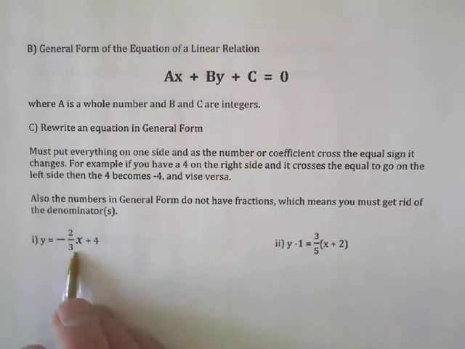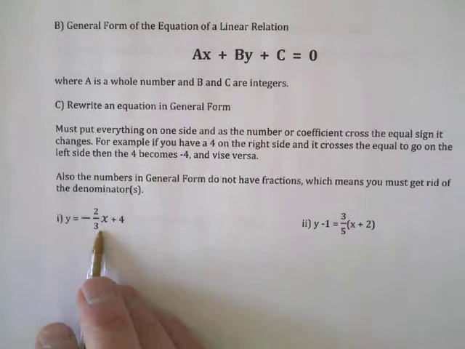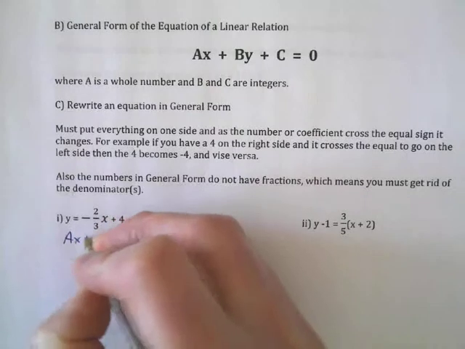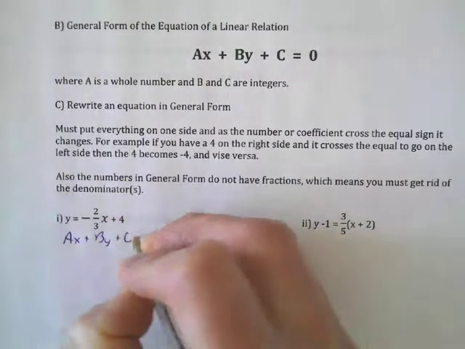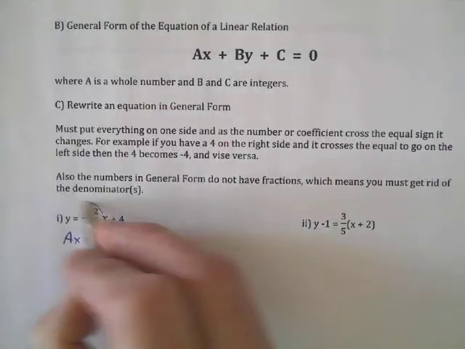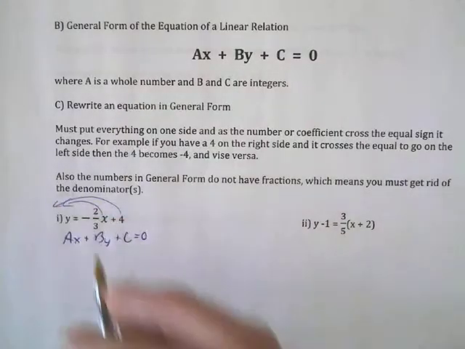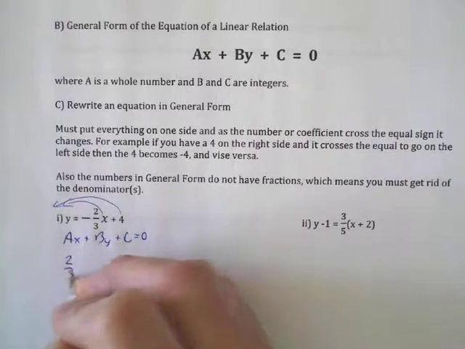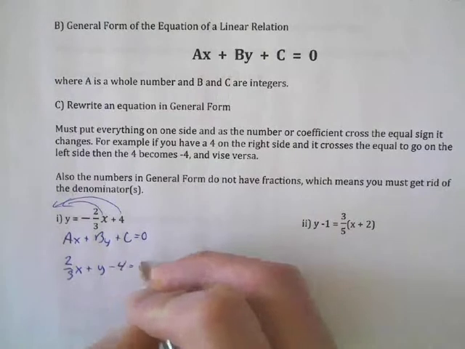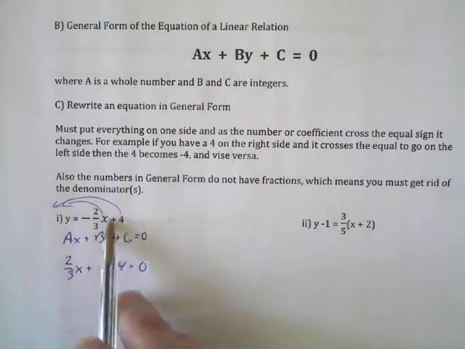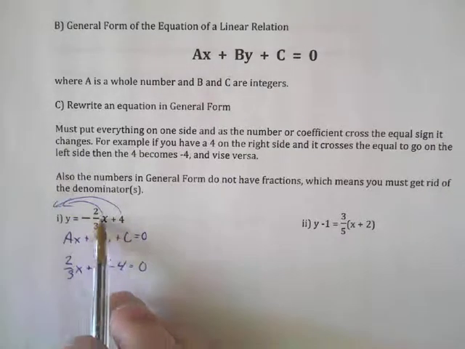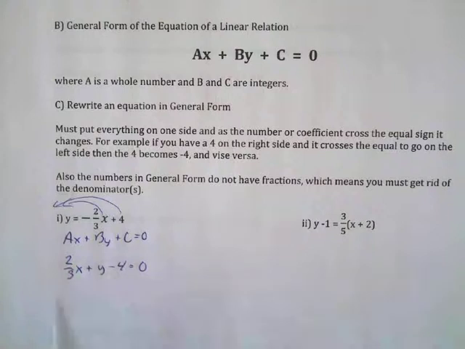So, here's my first equation. I'm going to write this in general form. So, general form is going to be ax plus by plus c equals 0. So, I'm going to put everything on one side. I'm going to put this all over here. So, I'm going to have 2/3 x plus y minus 4 is equal to 0. So the 4 was positive here, so when it goes across the equal sign it becomes negative. And the negative 2/3 here, when it goes across the equal sign it becomes positive.